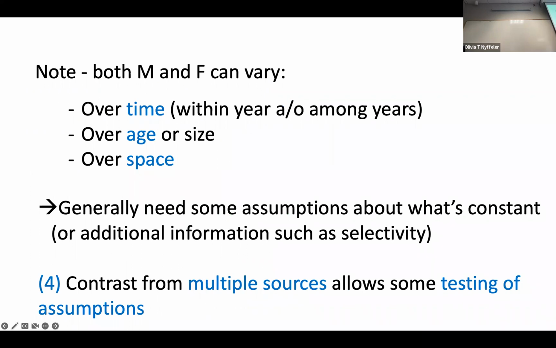If you have contrast from multiple sources, that would allow you to test some of your assumptions, because you could say, I'll use the variation in fishing mortality with time to estimate M, but then I'll use the variation in fishing mortality with age, and I'll get the estimation. If they agree, great, everything seems fine. If they disagree, you have some diagnostic.